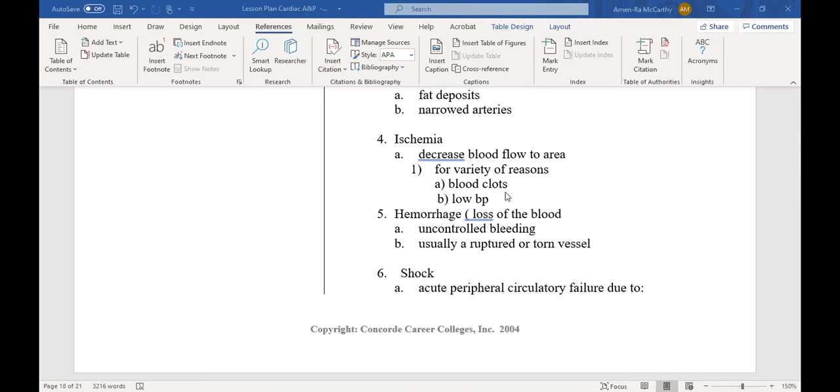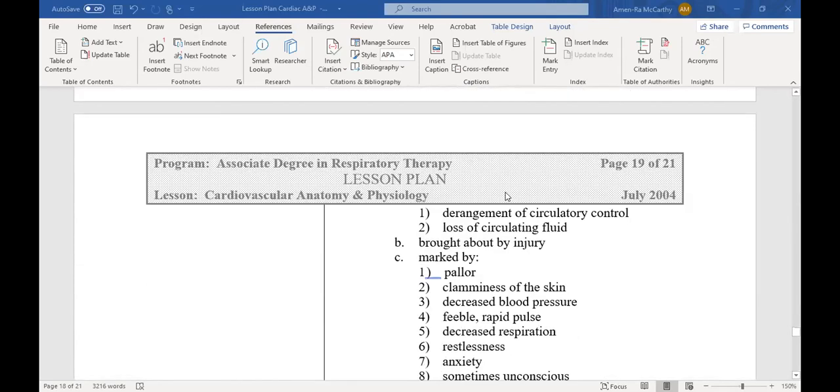Then you have shock. If you ever heard of somebody going into shock. Shock is an acute peripheral circulatory failure. That means all the circulation just stops, the peripherals, right? The peripheral circulation stops, all right? And that can happen due to derangement of circulatory control or a loss of circulatory fluid. So if you start hemorrhaging, right, you're losing the blood, because we said the blood is in a closed system.